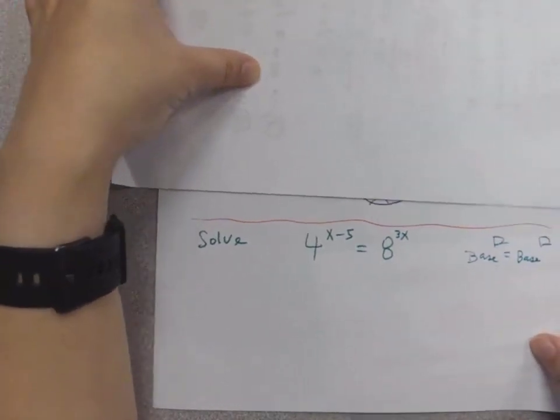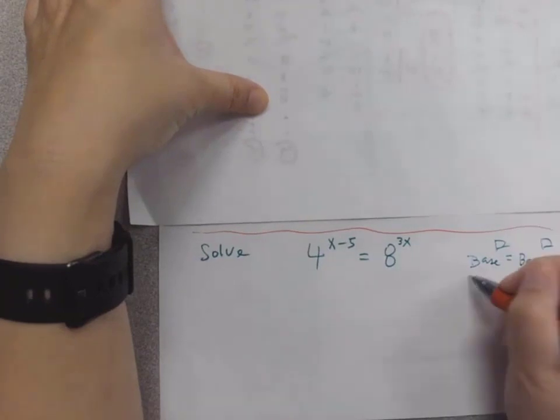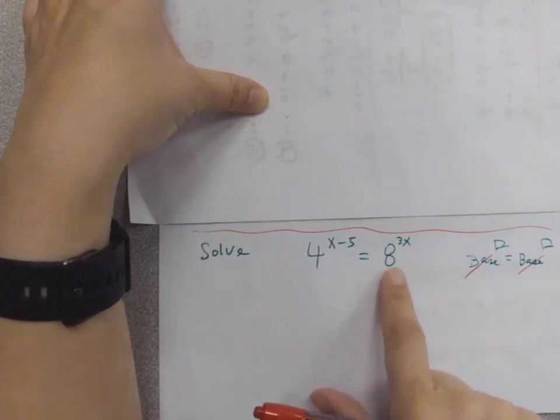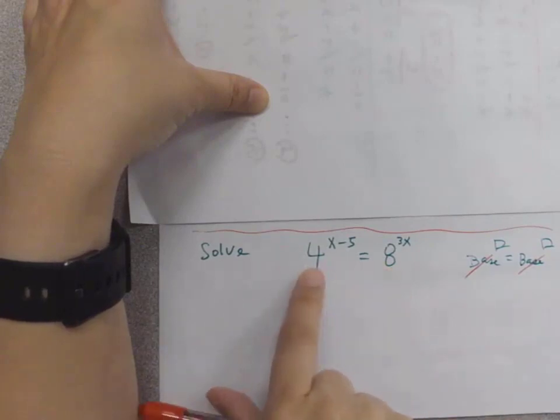Cancel them. Cancel the base. Okay, very good. Alright, what base am I going for? Well, you can do 2. Can you do 4 though? Yeah, you can do 4.